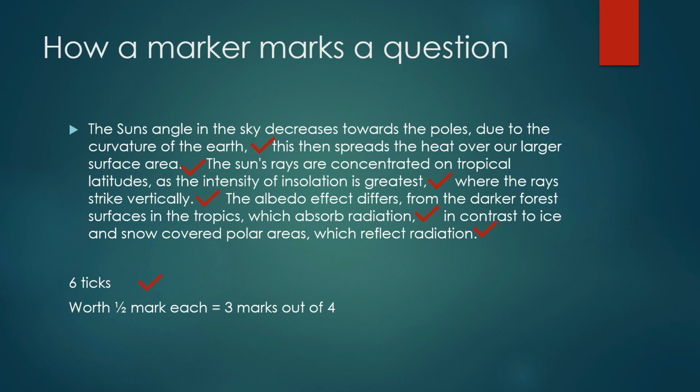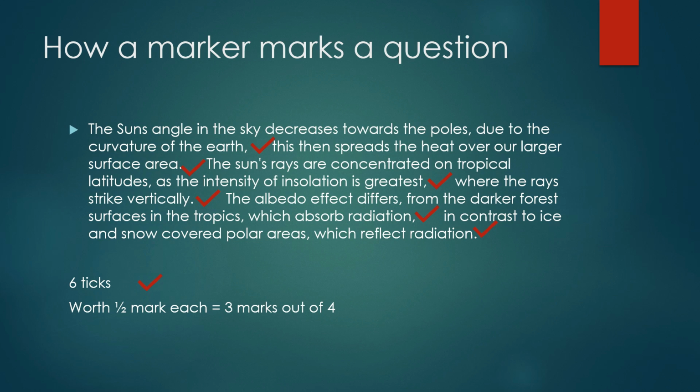Another point could be that the albedo effect differs from the darker forest surfaces in the tropics, which absorb radiation, in contrast to ice and snow-covered polar areas, which reflect radiation. The 2 parts of the sentence explaining the albedo effect are enough to get 1 mark for that explanation.